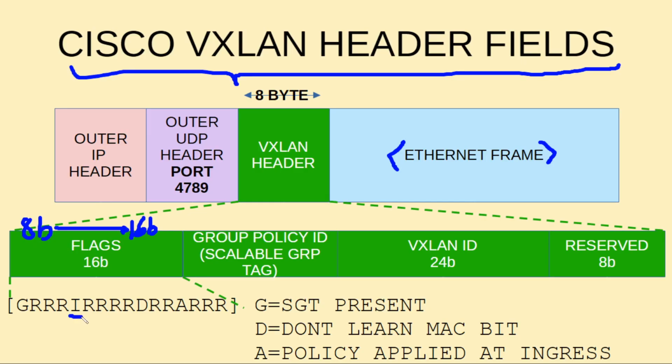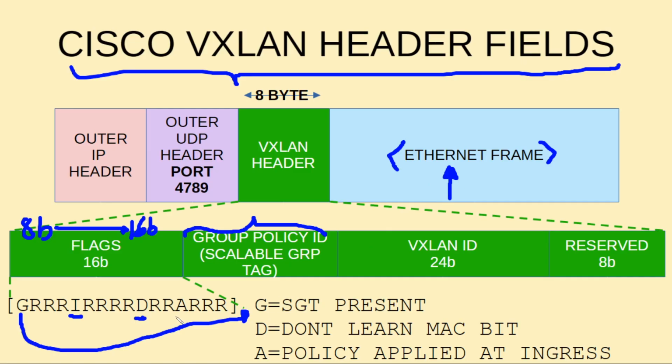Besides the informational bit, we are going to include the group bit. So if this G bit is set to 1, that means that the contents of this particular field are valid. We have the D bit, the don't learn MAC bit. So if this bit is set to 1, the receiving device is not going to learn whatever MAC address is included here within this encapsulated Ethernet frame.